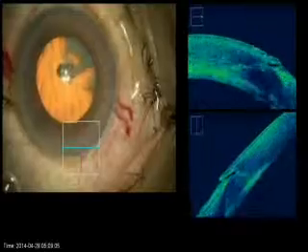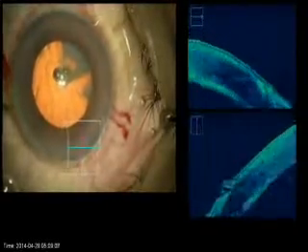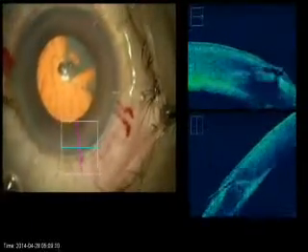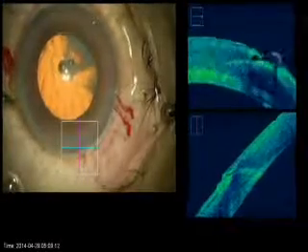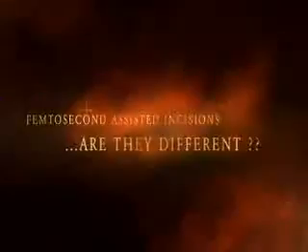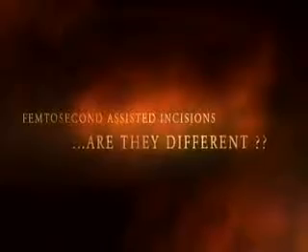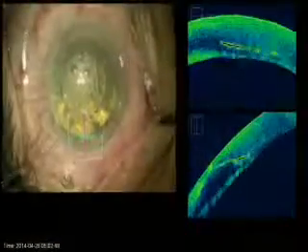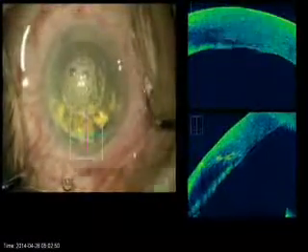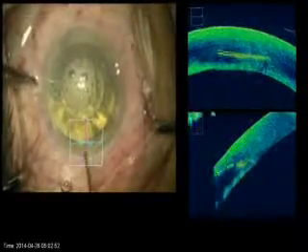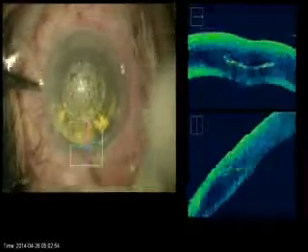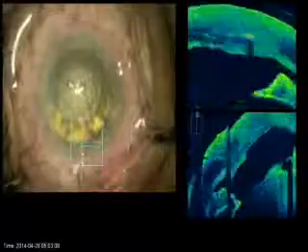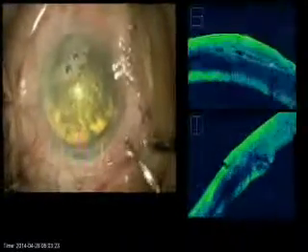In manual incisions, the microkeratome caused shadowing on the OCT. These incisions were triplanar as planned but caused epithelial disruption at the entry site. The femtosecond-assisted incisions were precise, triplanar and caused less epithelial disturbance when compared to those created manually.